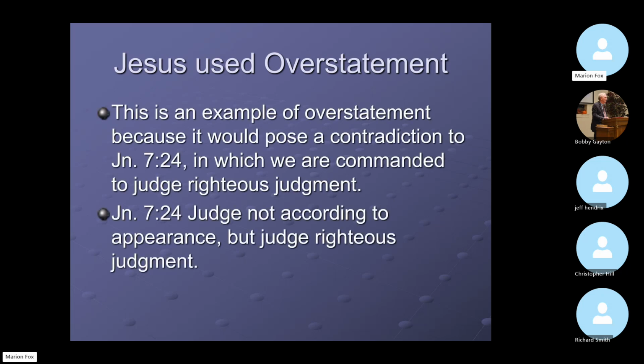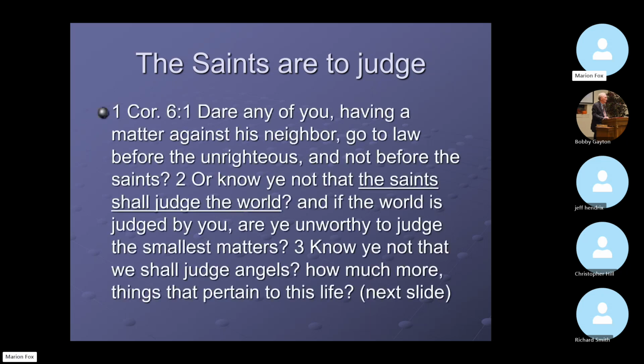In John 7:24, judge not according to appearance, but judge righteous judgment. So they were commanded to judge, and judging by righteous judgment was by the standard of the law of Moses at that time. But they weren't judging by that. They were judging by appearance.